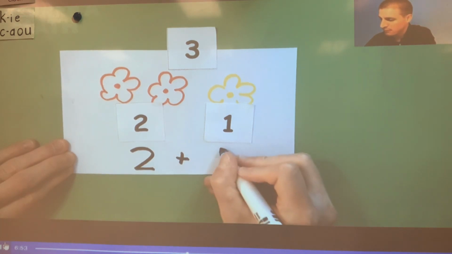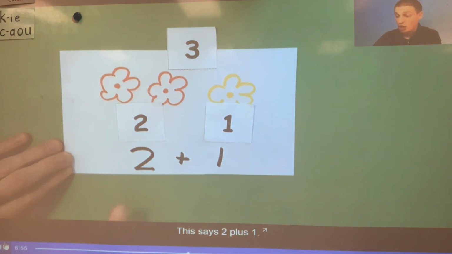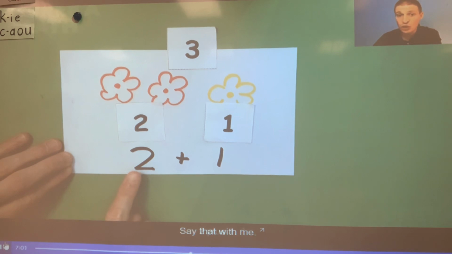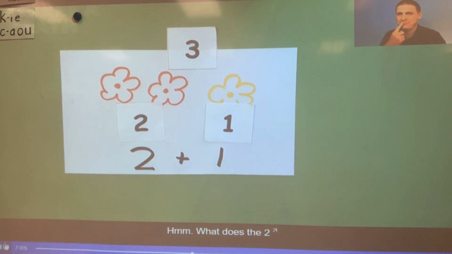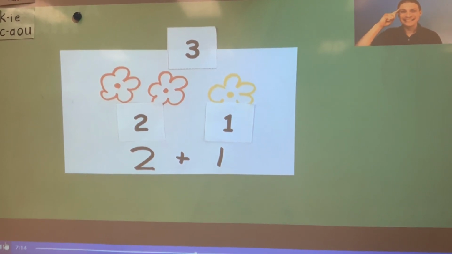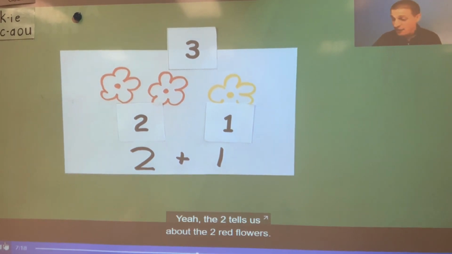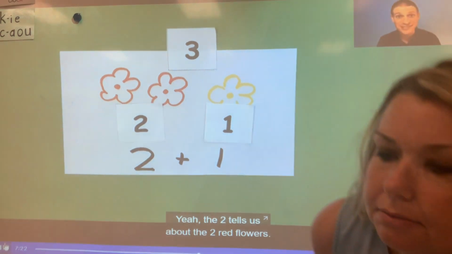2 plus. This says 2 plus 1. Say that with me. 2 plus 1. What does the 2 tell us about in our story? Think and say it. What does the 2 tell us? The 2 tells us about the 2 red flowers.